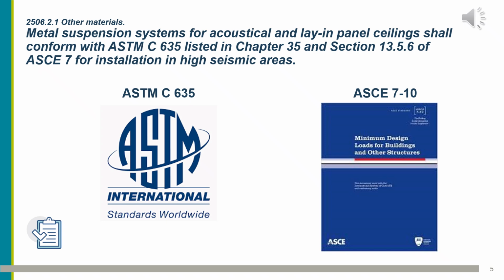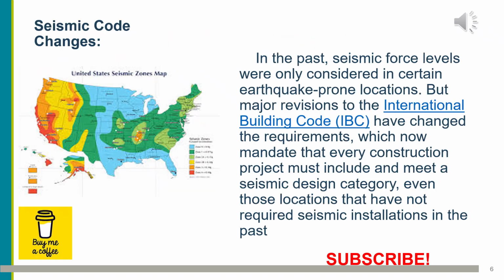We must also look at the other materials in 2506 of the building code, and it's going to tell you that metal suspension systems for acoustical and lay-in panel ceilings must conform to ASTM C635, which we covered, listed in Chapter 35 and Section 13.5.6 of ASCE 7. And this is for high seismic areas.